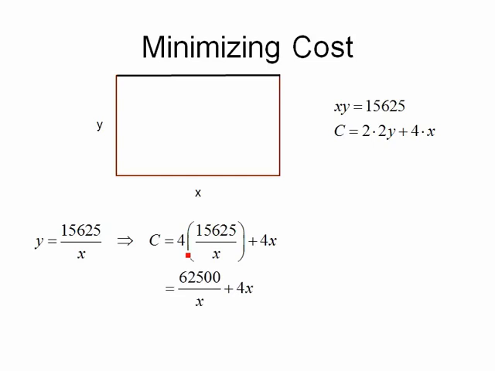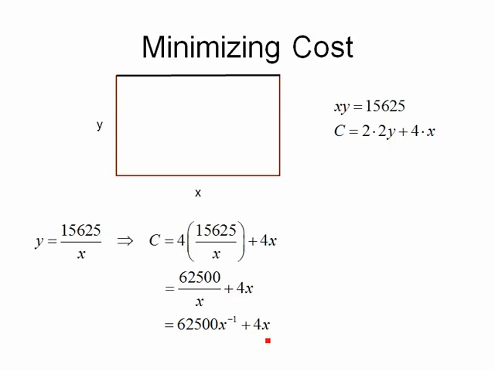Now I'll multiply the 4 times the 15,625 because I'm thinking of that as 4 over 1. So I multiply top times top, bottom times bottom, and that leaves me with 62,500 over x plus 4x. To make it a little bit easier to take the derivative of, I'll move that x upstairs and think of the 1 over x as x to the minus 1. So what I'm going to take the derivative of is 62,500 x to the negative 1 power plus 4x.